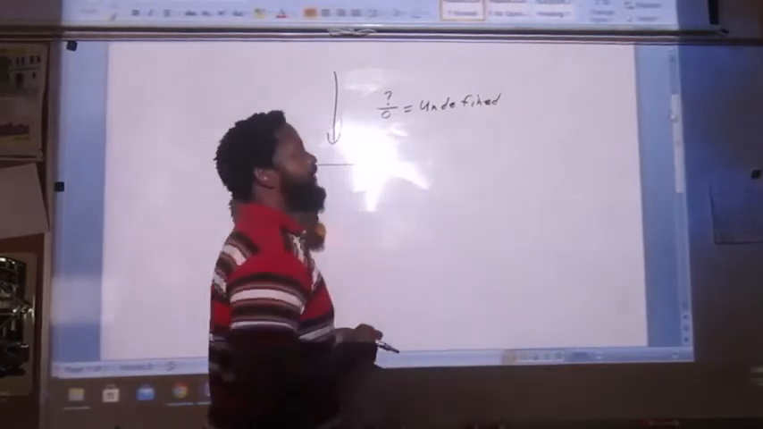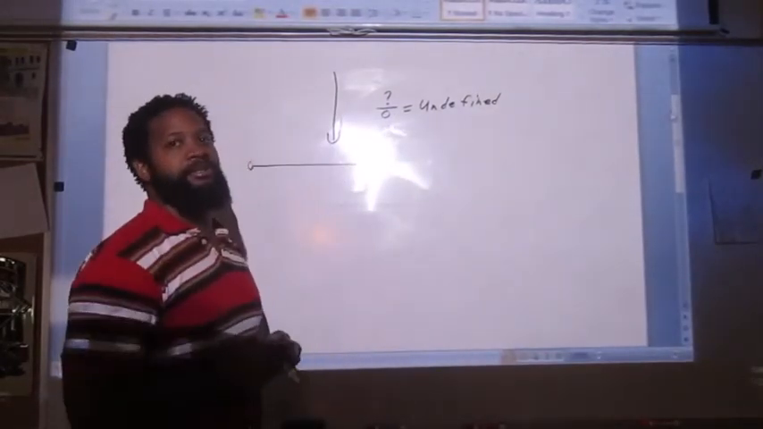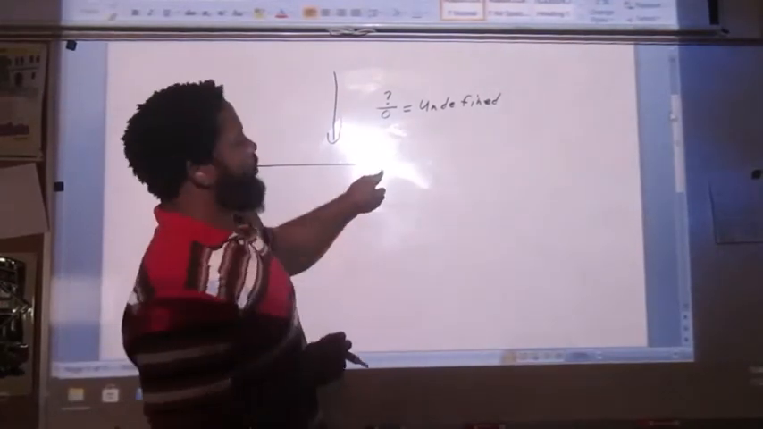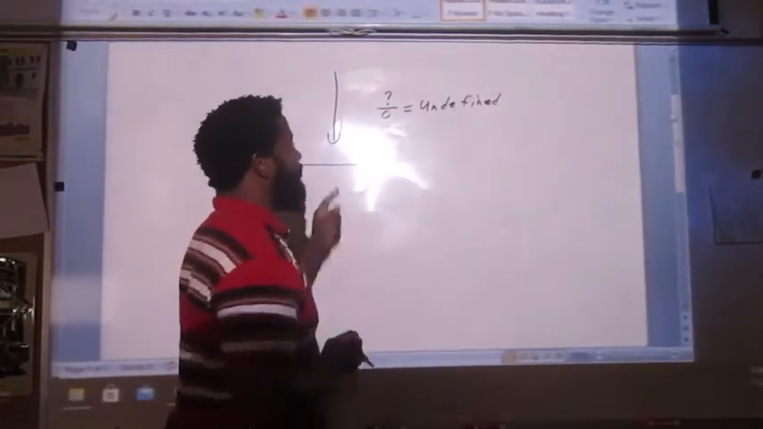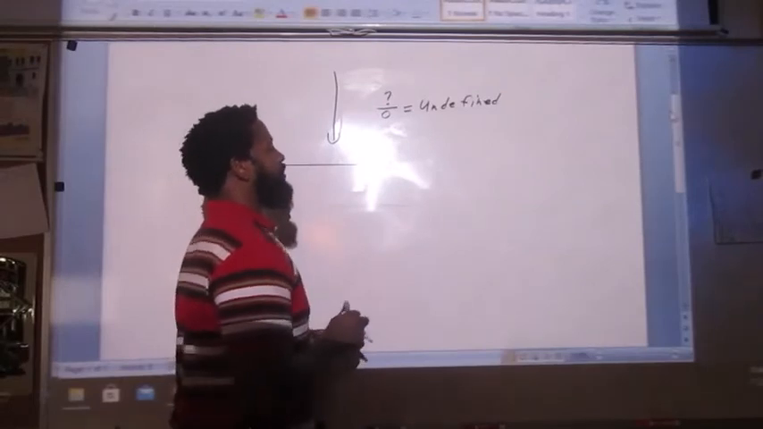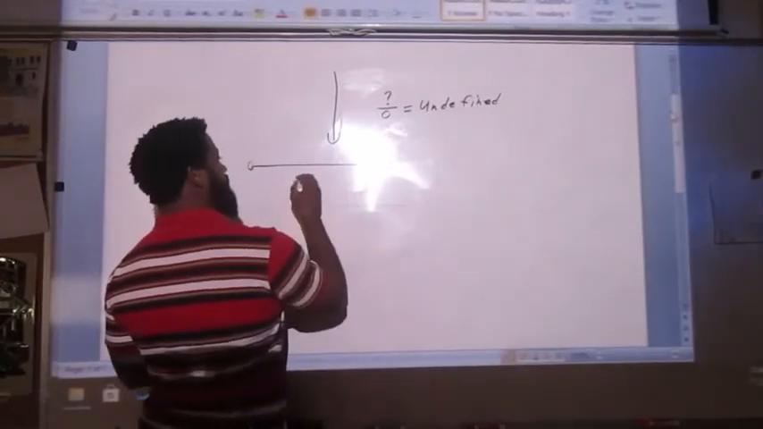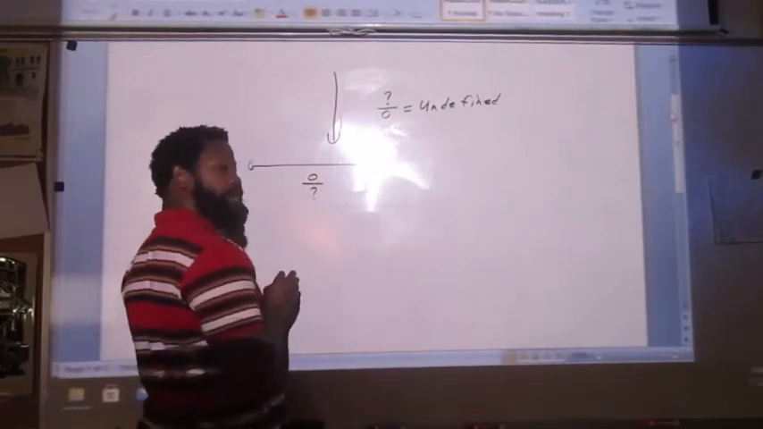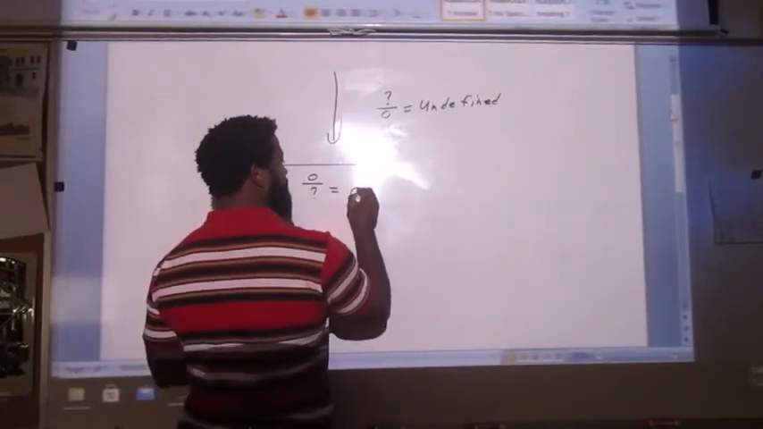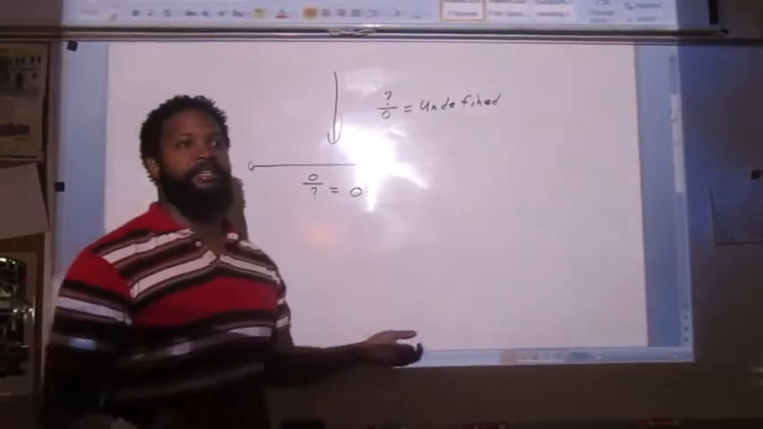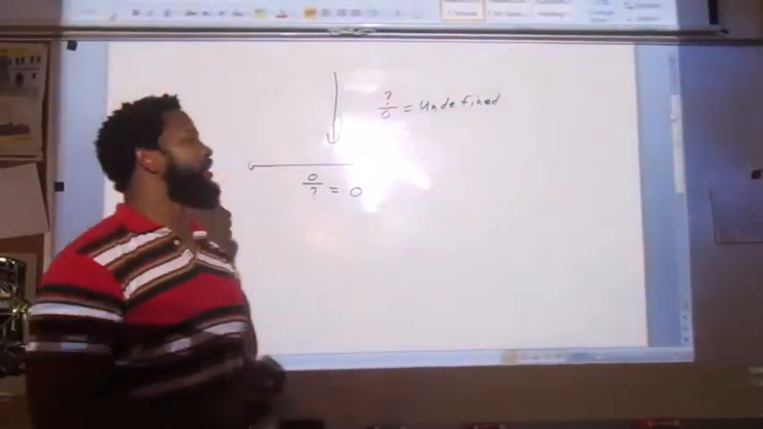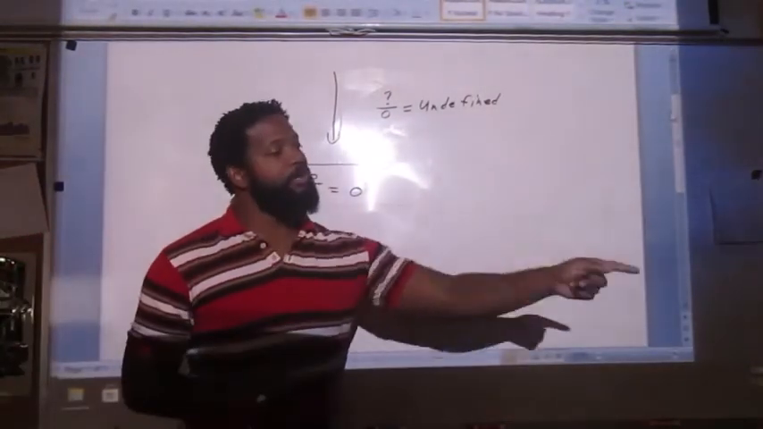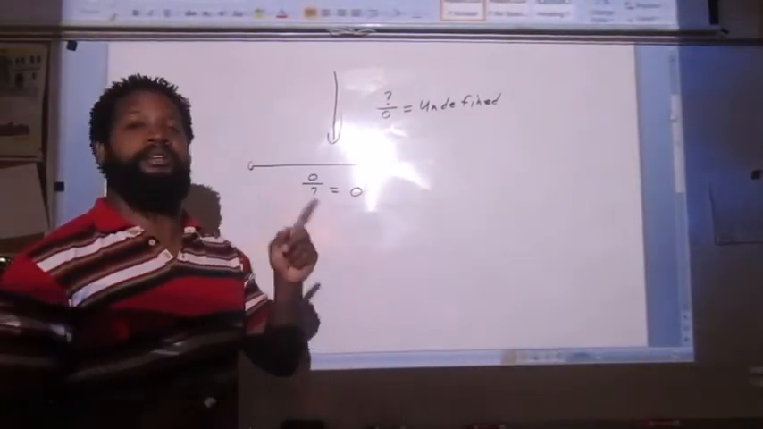Undefined means you have a 0 in the denominator spot. When your slope is equal to 0, when you have a horizontal line, then that means you have a 0 in the numerator spot, because 0 divided by anything is 0. There you go.